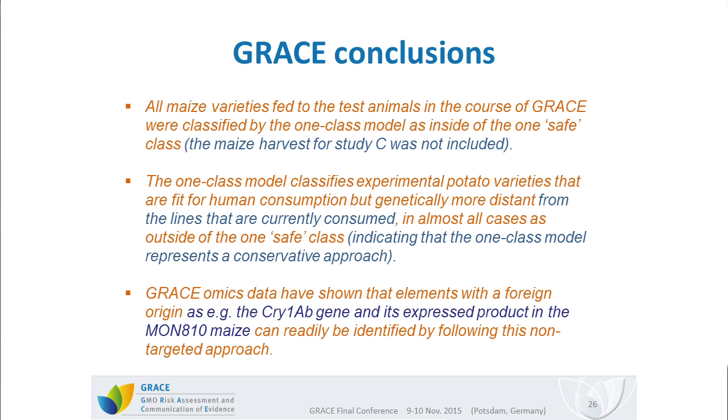Then what we also did is we looked at whether these omics data can also identify foreign elements, so elements that are not known in the particular species. So we did this in a non-targeted approach, which means that we actually acted as if we did not know what was in there. And in this way, we could easily identify the foreign element in the maize, which is the CRY1AB gene. So also for newly expressed products, this approach is informative.